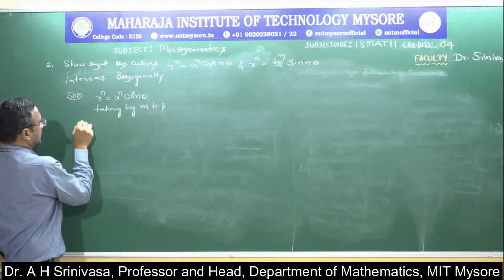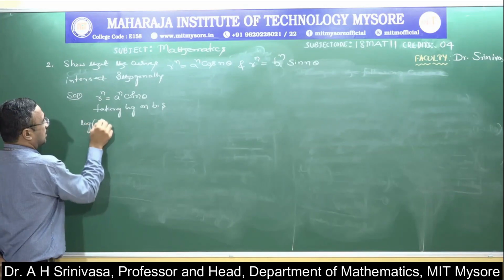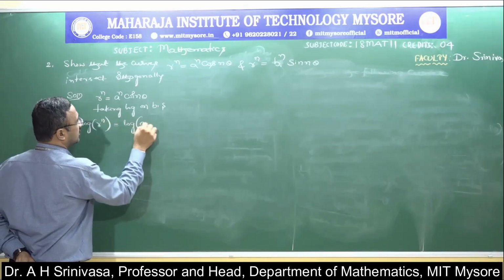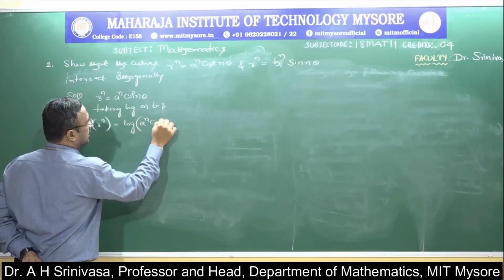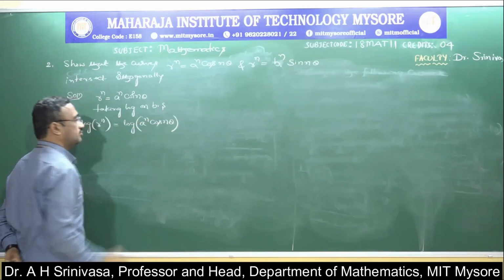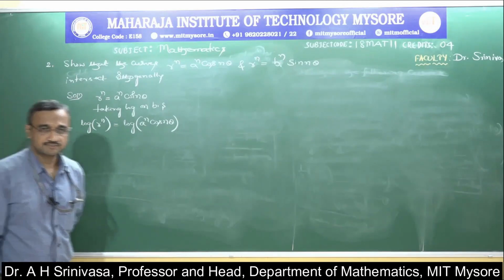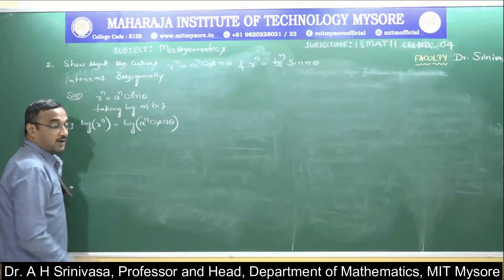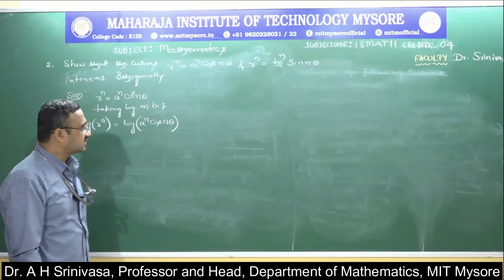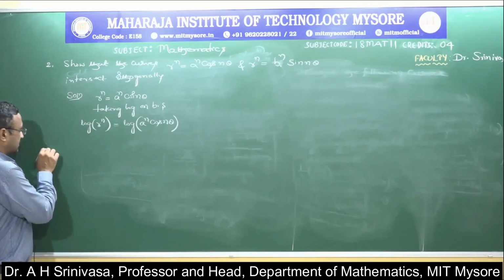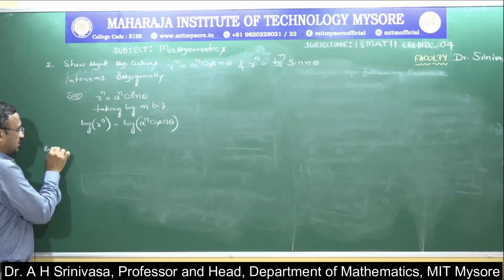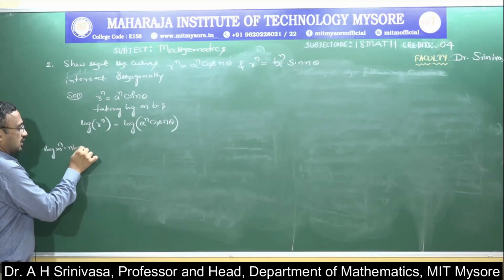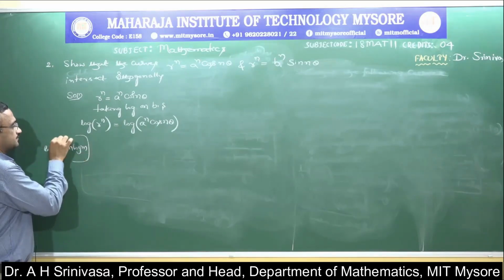Okay. This becomes log of r power n equal to log of a power n cos n theta. Is it clear? Then apply the properties of logarithm. What is the third property of logarithm? They have given the formula: log m power n should be equal to n into log m. You have to remember this.